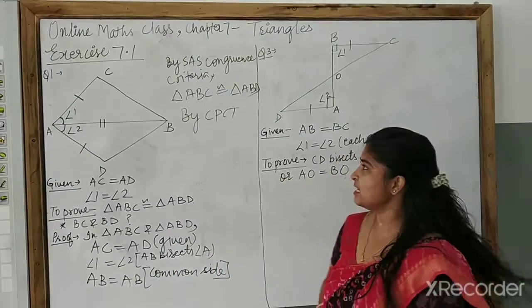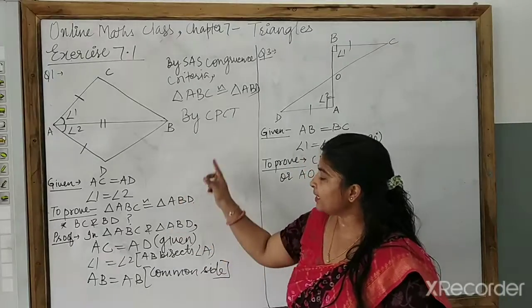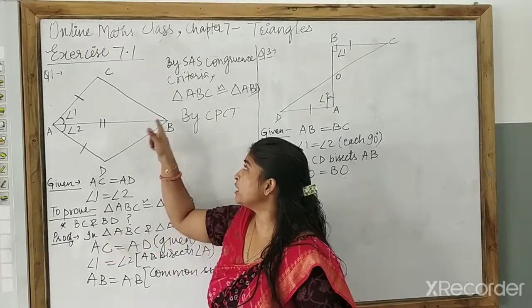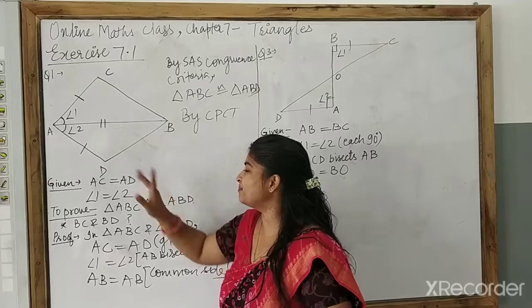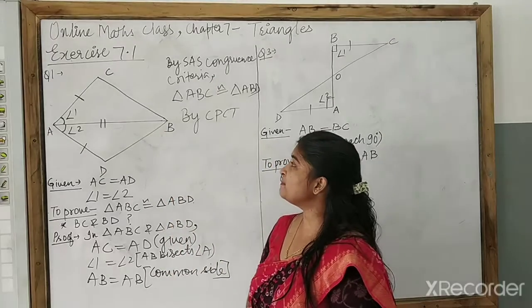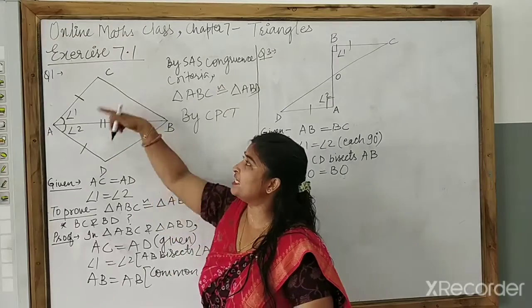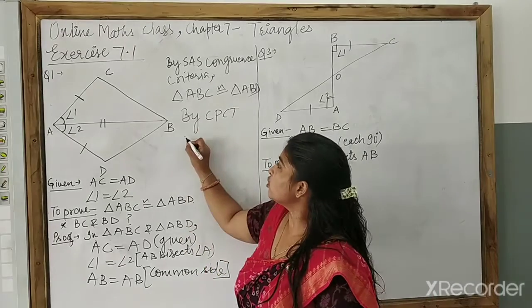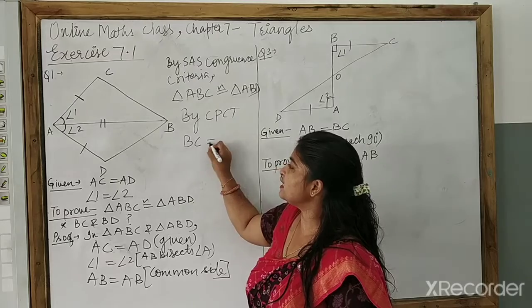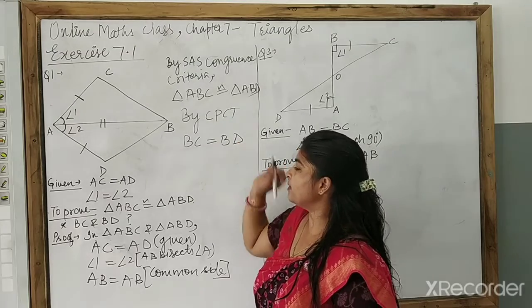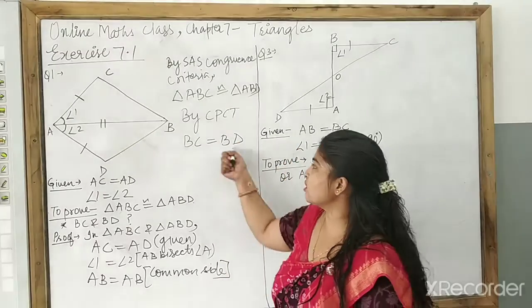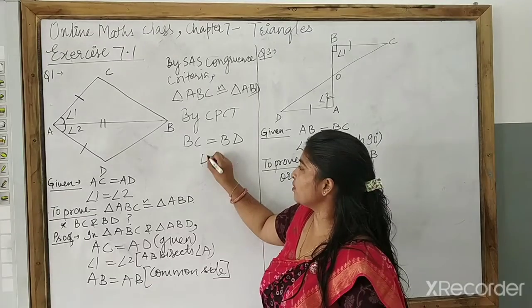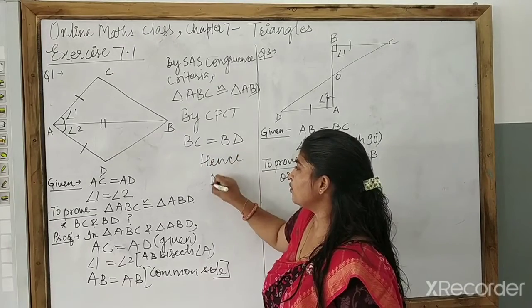Now it is asked in the question what can you say about side BC and side BD. By simplicity, if both the triangles are congruent then their corresponding sides will also be equal. So the side BC will be equal to side BD. Okay, so this is your answer. Hence, you will write at the last, hence proved.